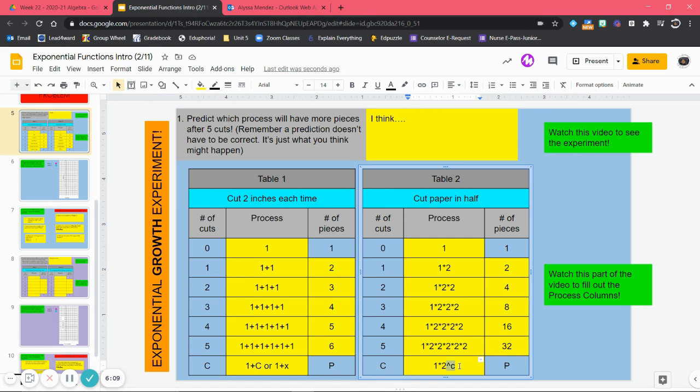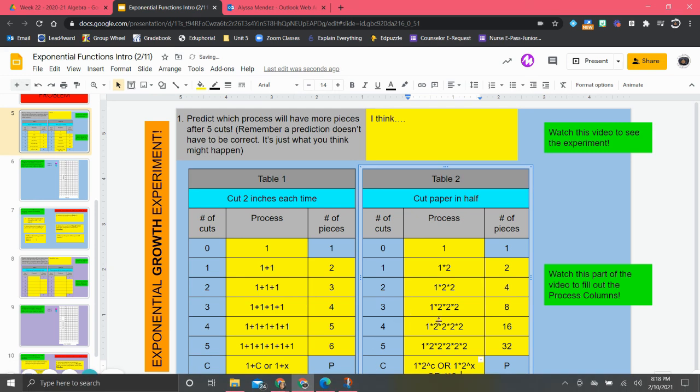So we are going to do 1, which was our original piece, times 2 to the C power, or power of C. C, of course, representing the number of cuts. And that little caret is what we call it, where it looks like an arrow pointing up. Okay. That is just a way of writing an exponent right there. Notice that I can use C or I can use X, whichever.